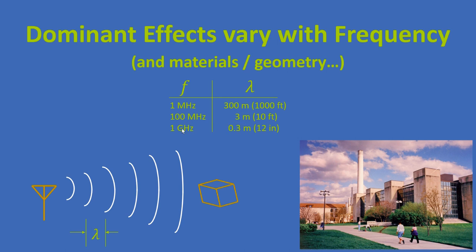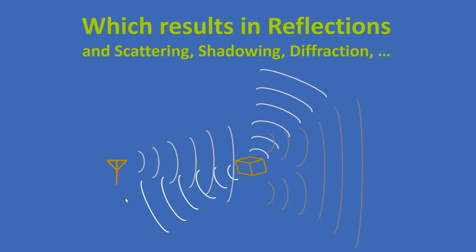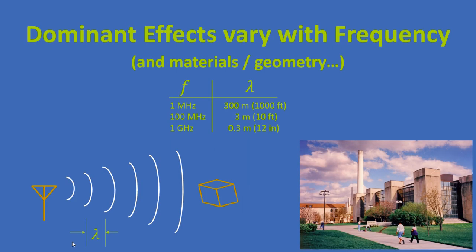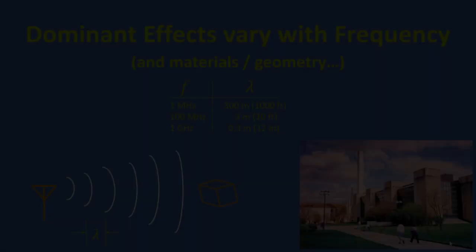And then we go up another factor of 10, 1 gigahertz. And this is where your cell phone radio operates, most likely. And there the wavelength is 0.3 meters, or about 12 inches. So the exact details of what happens here when the signal hits this box varies with frequency. And it will depend on how the wavelength compares to the dimensions of the box.